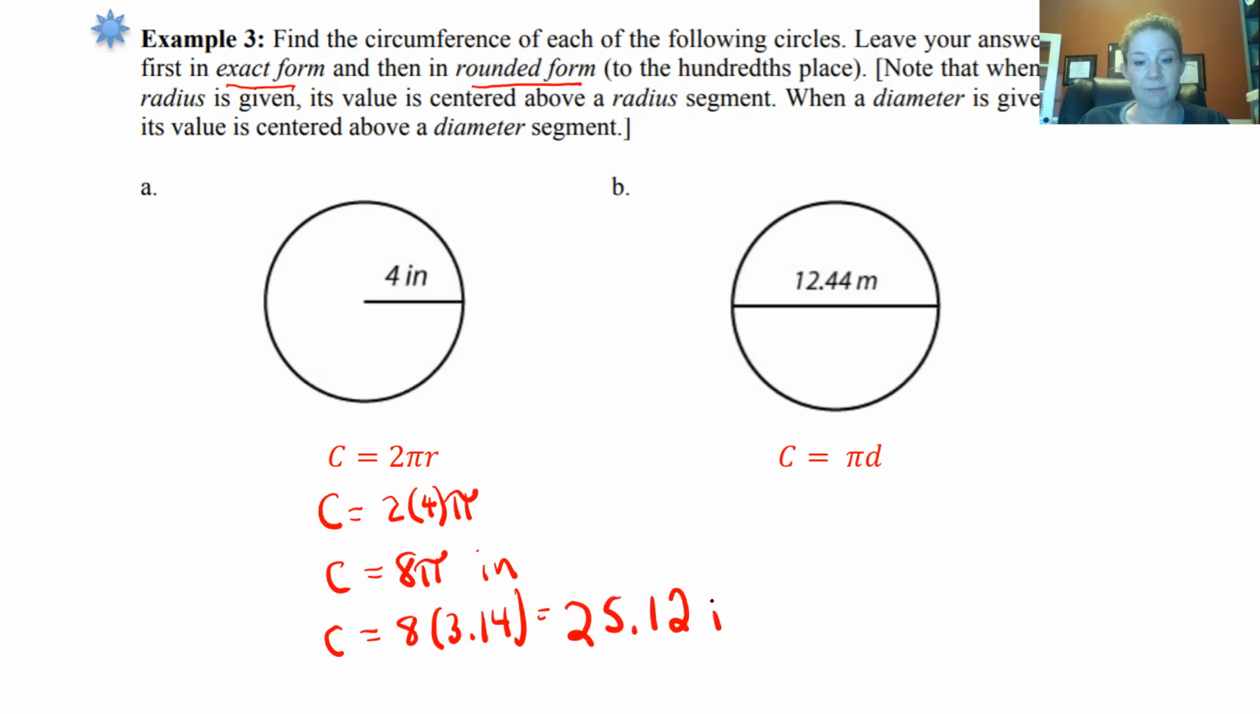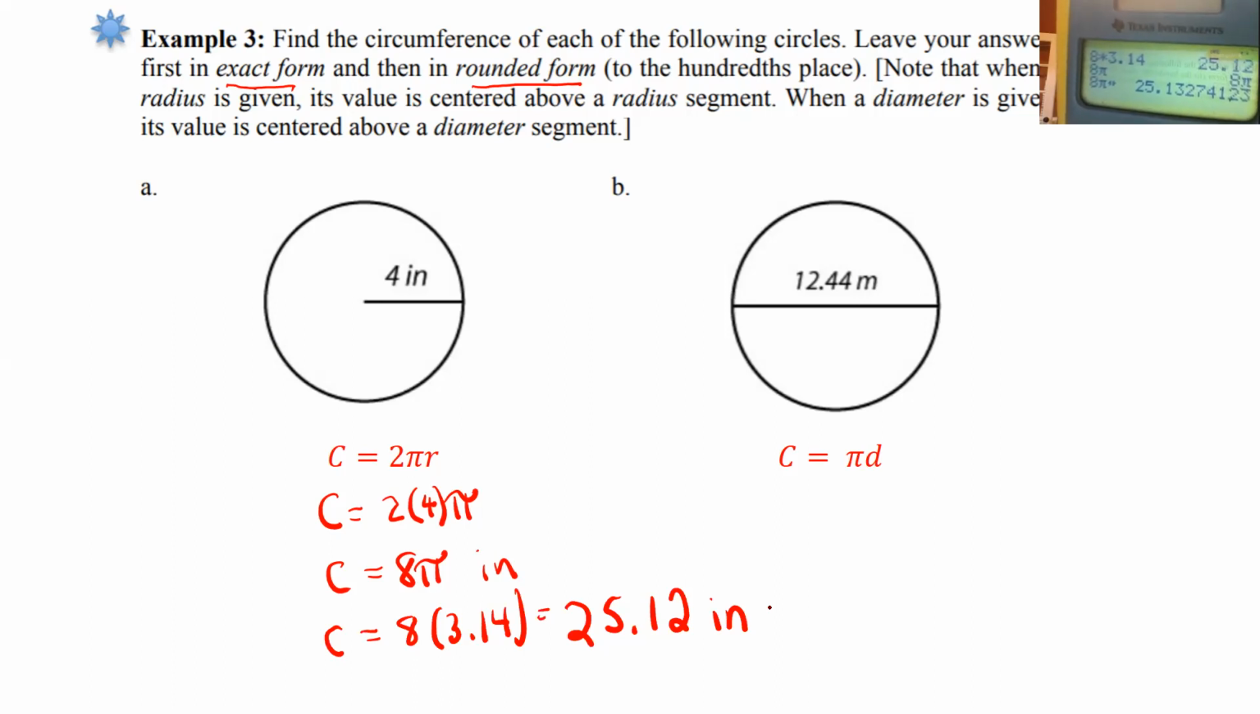25.12 inches. Now, as you get higher in math, it will make a big difference whether you have an exact answer or an estimated answer. My calculator is a scientific calculator, and I actually have a pi button on it. So if I multiply 8 times pi, I get an answer close to 25.12, but not exactly. The top number, 25.12, is when I estimated pi, and the bottom number is a little different.